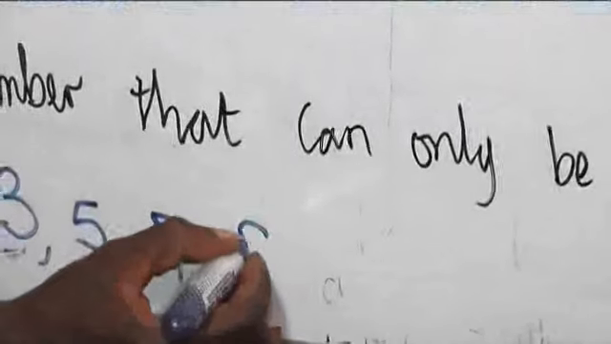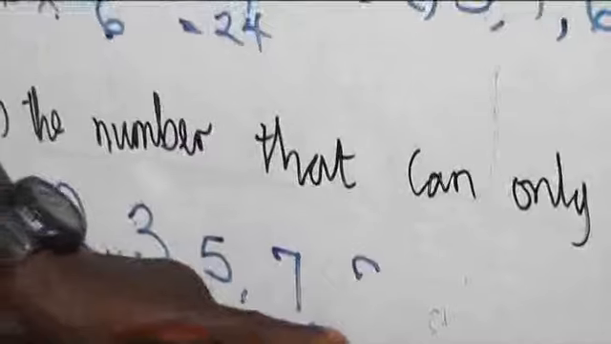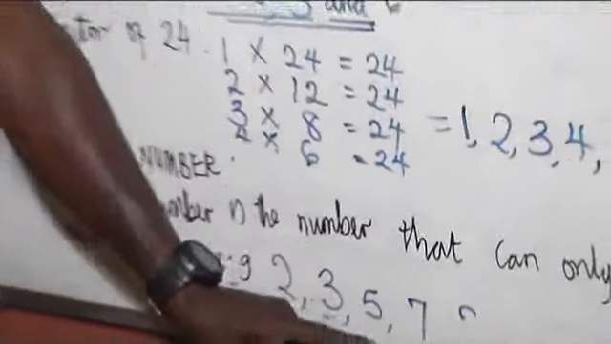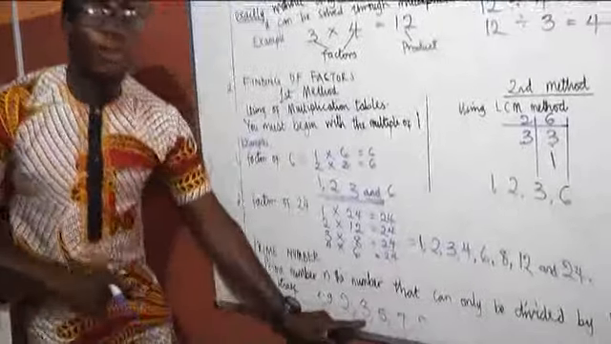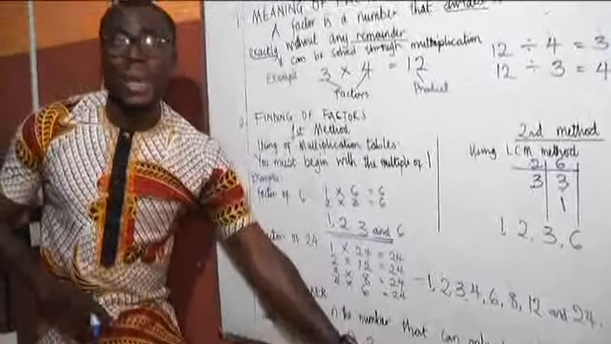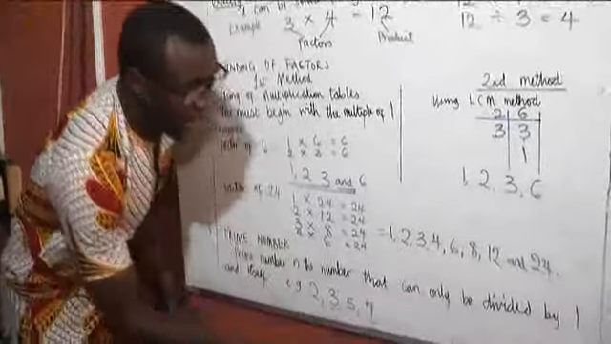We have 9. Can 9 go? Now, let's look at 9. Can 9 be only divided by 1 and itself? No. What can go into 9? 3 can also divide 9. Therefore, it can never be a prime number. So, 9 cannot be a prime number.